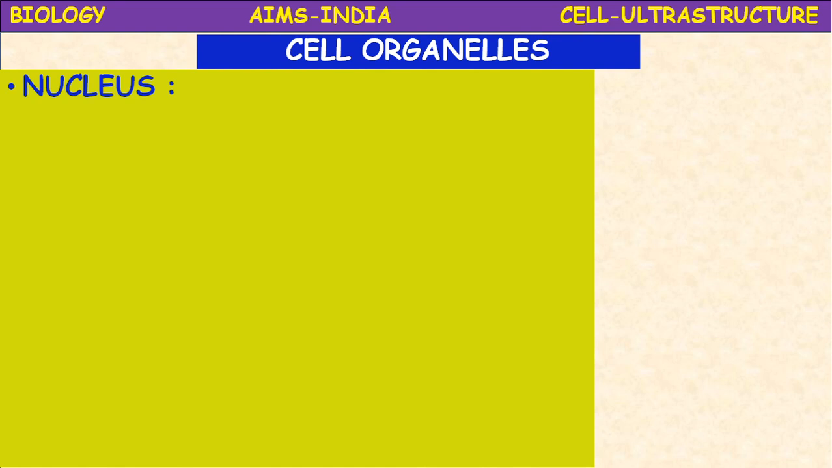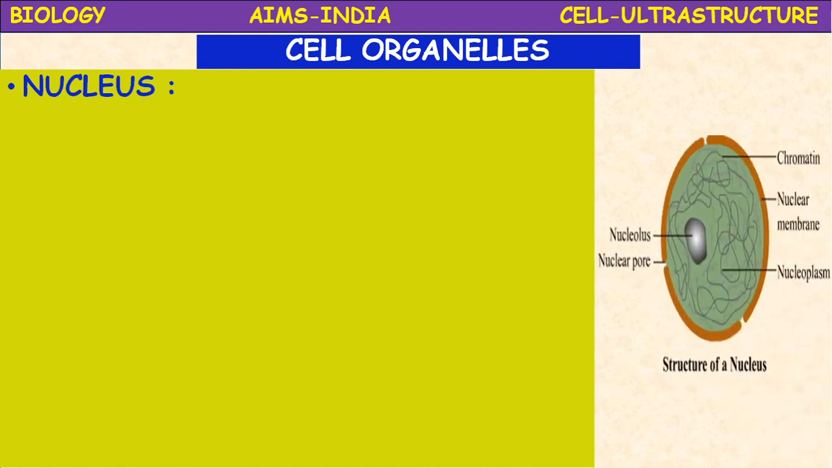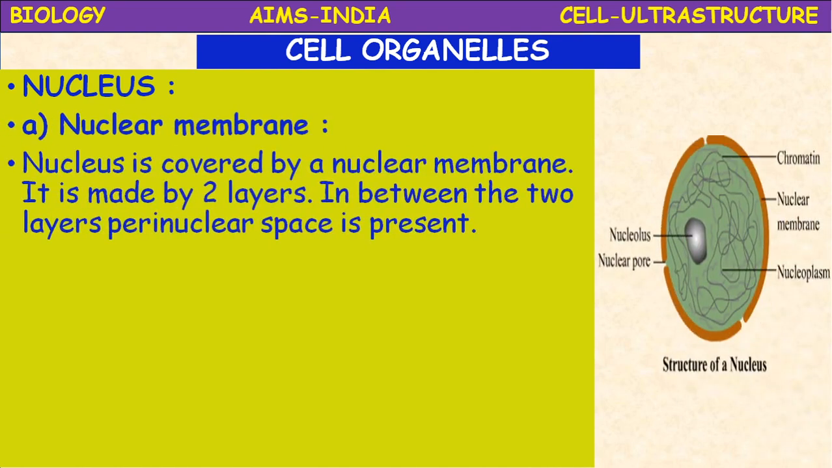So the nucleus was discovered by Robert Brown, and we discussed its general structure. It is the most prominent organelle, and it is present in the center of the cell. It consists of the nuclear envelope, nucleolus, nuclear pore, and chromatin material. So let us study each and every structure of the nucleus.